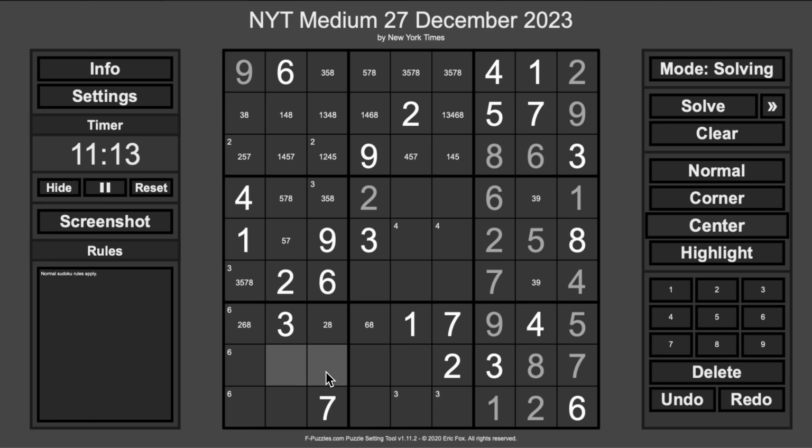Let's see. Looking at the positions of the given ones and the placed 1 in the bottom 3 rows, I know 1 is in one of 2 places in row 8 in box 7. Oh, that 5 is going to tell me that's a 7. Therefore, this is not 7. And neither is that. Or this cell, for that matter. That leaves 1 place for 7 in box 1, which is here.